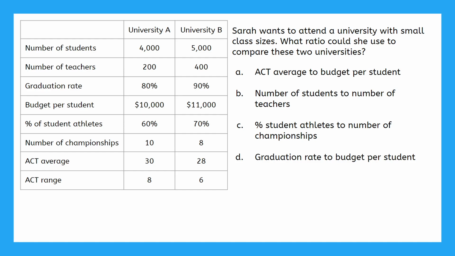So Sarah is only interested in class size. The first thing we could do here is define class size. Class size just means how many students are in a single class, usually taught by a single teacher. So we could write this ratio as the number of students divided by how many teachers there are. So in this case, the answer is fairly obvious. Choice B gives a ratio of students to teachers.